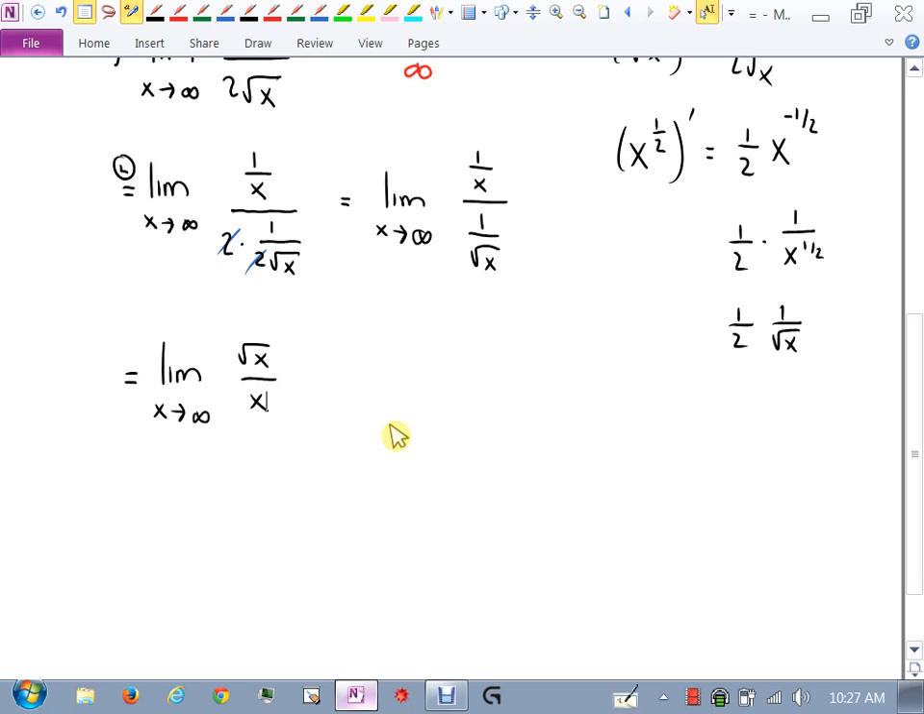Now, this is a big question for you here. Can I apply L'Hopital's rule right now? Should I apply L'Hopital's rule right now? You have infinity over infinity, but the thing is you haven't algebraically simplified this thing yet. The square root of x divided by x simplifies, right? So you should not apply L'Hopital's rule right now until you've simplified this.